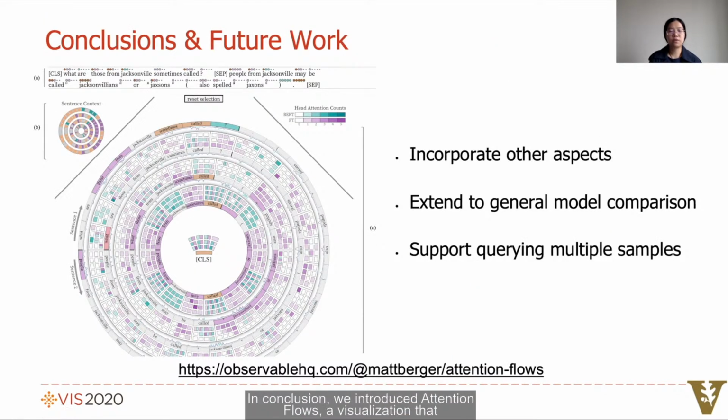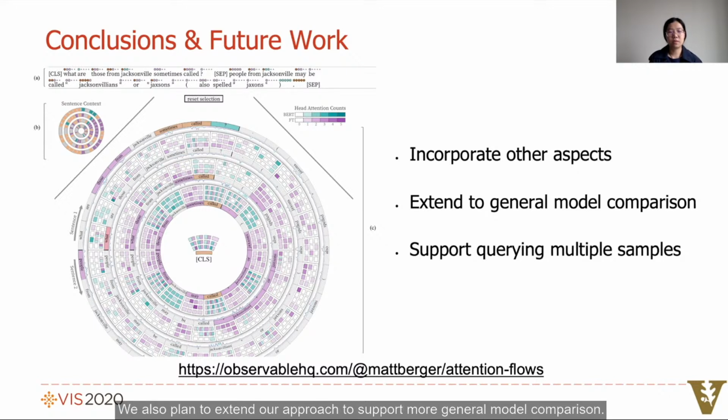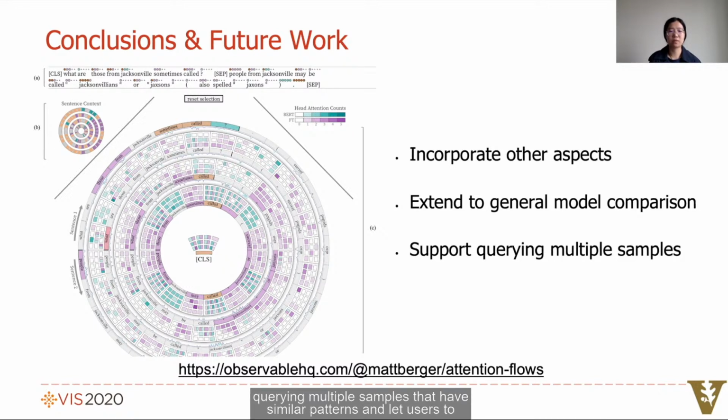In conclusion, we introduce attention flows, a visualization that helps in exploring self-attention mechanisms during the model fine-tuning process and how that informs the model's classification decisions. As for future work, we plan to incorporate other aspects, such as contextualized embeddings, into the tool to generate a more comprehensive view. We also plan to extend our approach to support more general model comparison. And lastly, we would like to support querying multiple samples that have similar patterns and let users compare across different samples. We hope this can help investigating further into the models and datasets.